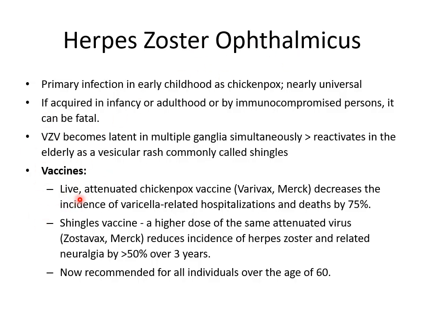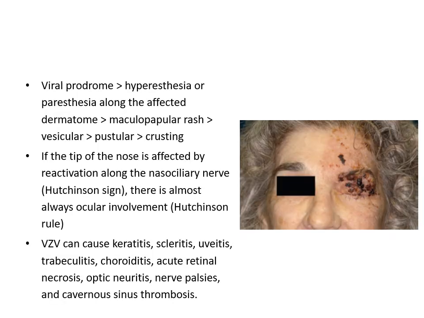So there are 2 vaccines. One is a live attenuated chickenpox vaccine, which decreases the incidence of varicella related hospitalizations in this population by 75%. And the other is a shingles vaccine, which is a higher dose of the same attenuated virus, which reduces the incidence of herpes zoster and related neuralgia by more than half over a period of 3 years. The shingles vaccine is now recommended for all individuals over the age of 60.